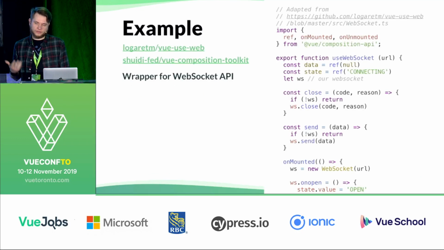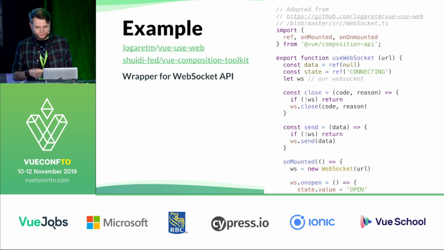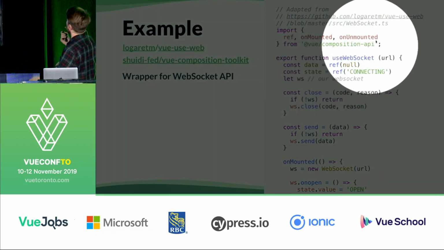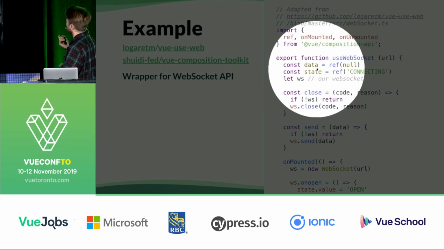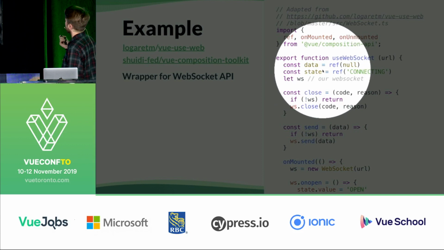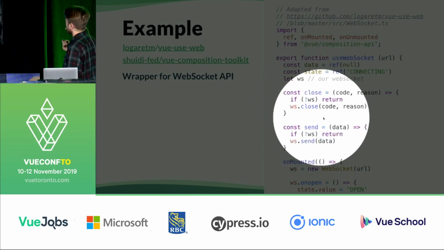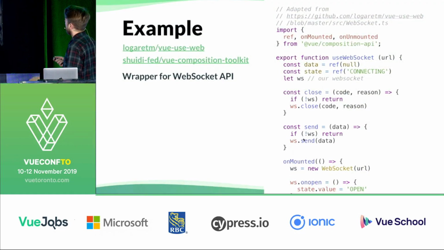So there's a short example of a plugin, or in this case, a composition function coming from the Vue Use Web library. This is a wrapper on the WebSocket API. And what it does is accept, and let's try whether this works. Oh, it does. So it accepts a URL. Then we create two reactive properties, or variables, data and state, which is more like status. Then we have some functions that we will expose later to manage the WebSocket connection, whether to close it or whether to send a message.